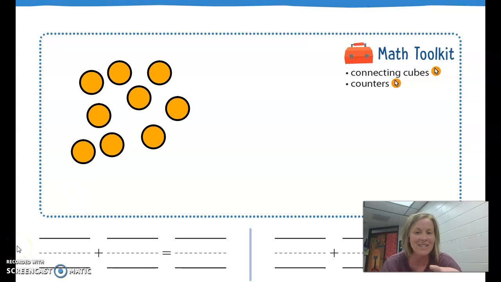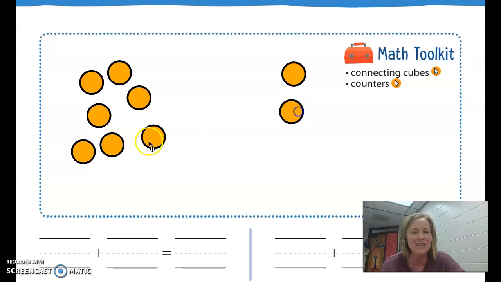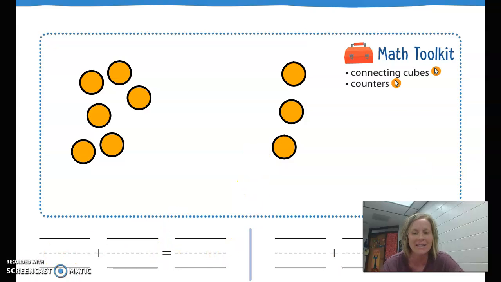All right, boys and girls, I have my counters on my page. So now I'm going to divide them into 2 groups, just like you did. So I divided my counters into 2 groups. Now I need to write my number sentence to show this. So I have how many over here? I have 6. How many over here? I have 3. If I have 6 and 3, how many do I have in all? You're right, I have 9 in all. I want you to write the number sentence that shows how you divided yours up.